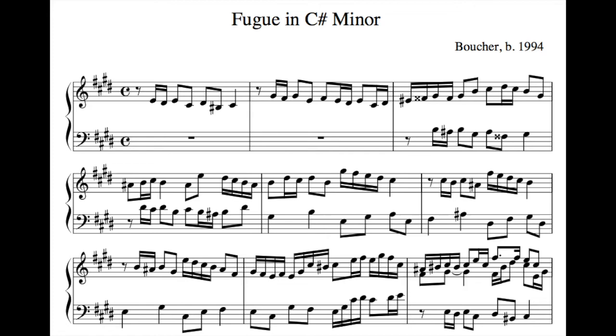So I'm going to do my best to play and talk at the same time. It might not really be all that great, but G sharp. Now we're going to go into a sequence which will lead us back to the tonic key.